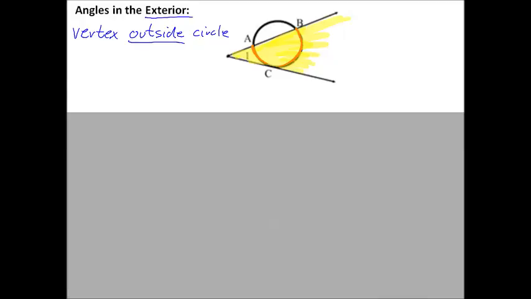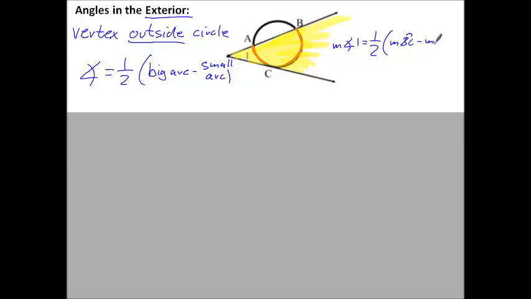And therefore our formula goes like this. The measurement of the angle is equal to 1/2 the measurement of the big arc, and this time minus the measurement of the small arc. For our picture here, that would mean that the measurement of angle 1 is equal to 1/2 the measurement of arc BC minus the measurement of arc AC. So this is the last one of our formulas about angles and arcs. And again, be sure to highlight that and memorize it. We need it for this lesson.